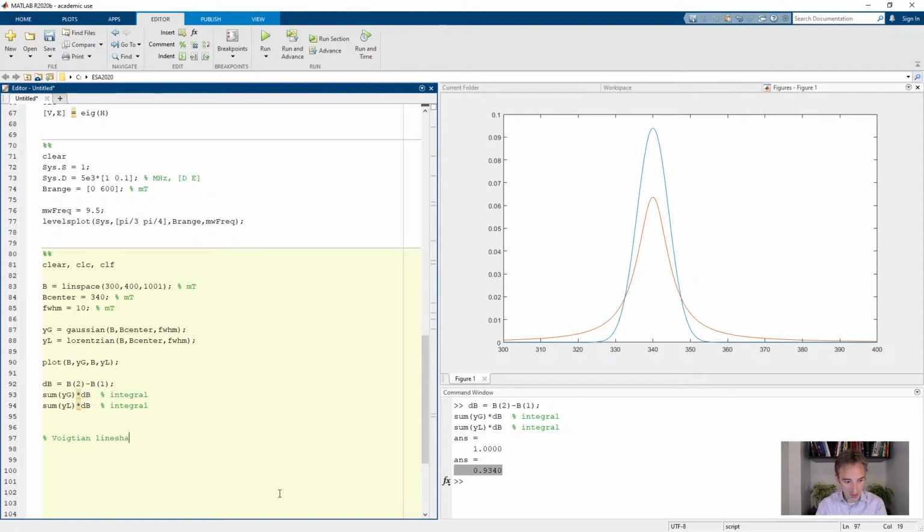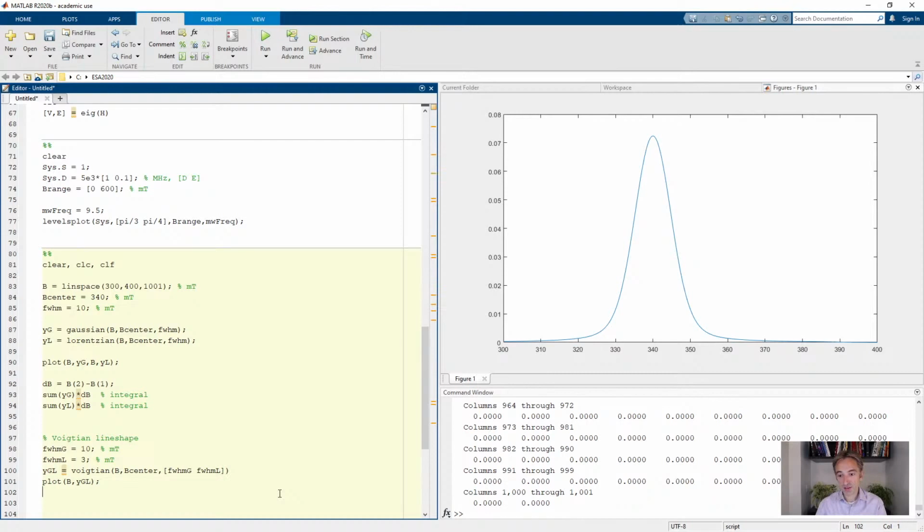And there's an EasySpin function for that. Let's say you have a full width at half max of the Gaussian of 10 millitesla, and a full width at half max for the Lorentzian component of 3 millitesla. Then you can get the combined Gaussian-Lorentzian line shape as voigtian, and again the B axis, the center field. And now for the widths, you have to supply both of them: full width at half max for the Gauss and full width at half max for the Lorentzian.